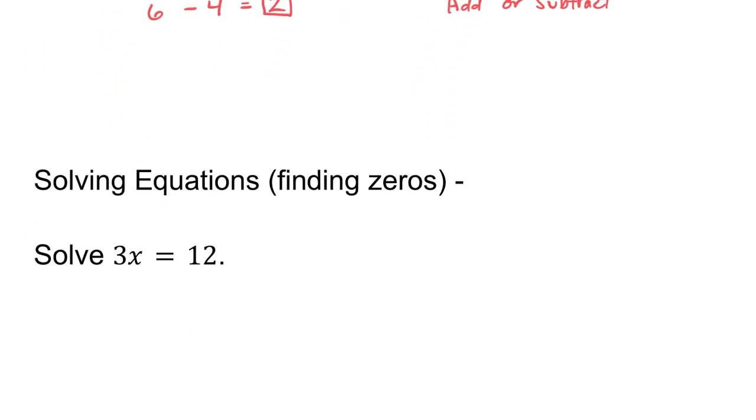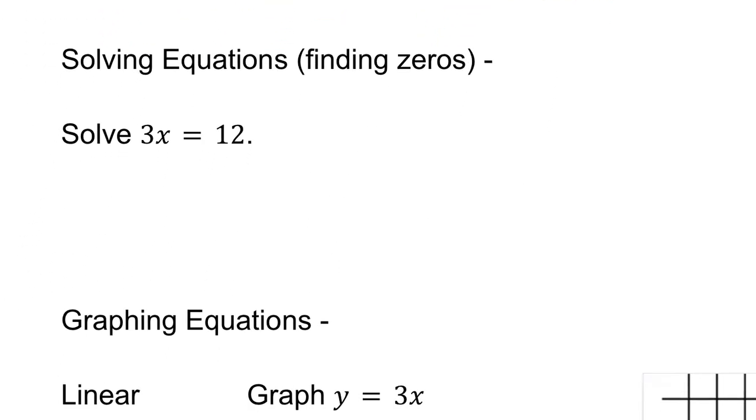Okay, so let's move on to the next part. Solving equations. And in this, we also find zeros, and that has to do with the graphing part. But we start with just solving equations. And a very simple one that I got is solve 3x equals 12. And like I've shown before, that 3x means that's 3 times x. So 3 times something is 12, and obviously that's 4, right? 3 times 4 is 12.